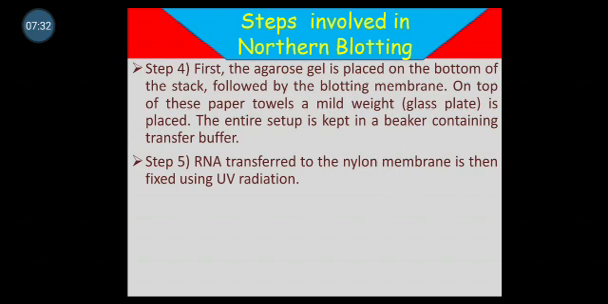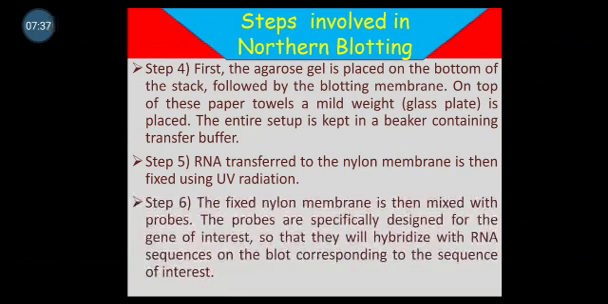RNA transferred to the nylon membrane is then fixed using ultraviolet radiation. The fixed nylon membrane is then mixed with probes. The probes are specifically designed for the gene of interest, so that they will hybridize with RNA sequences on the blot corresponding to the sequence of interest.